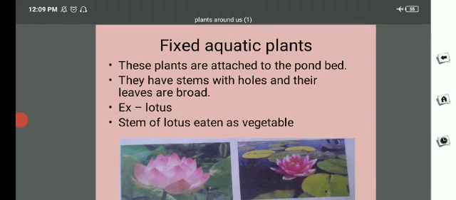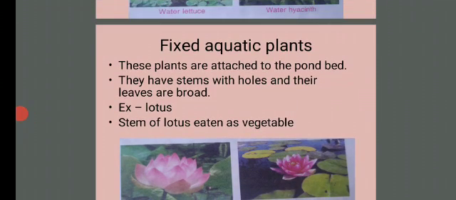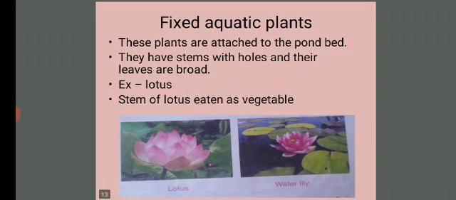The next type of plant is the fixed aquatic plant. It means they are fixed at that particular position only. They are not floating on the water. These plants are attached to the pond beds.